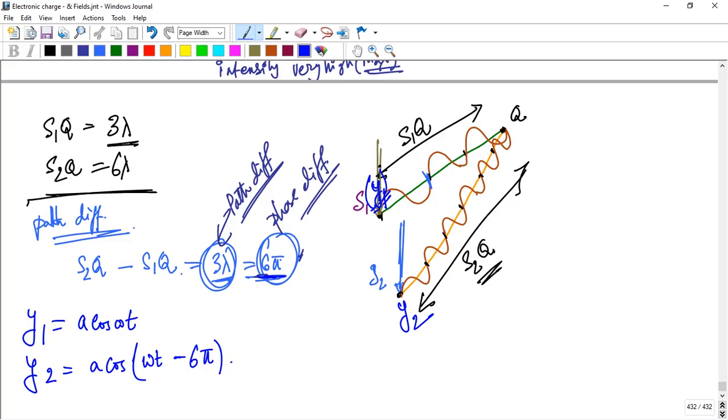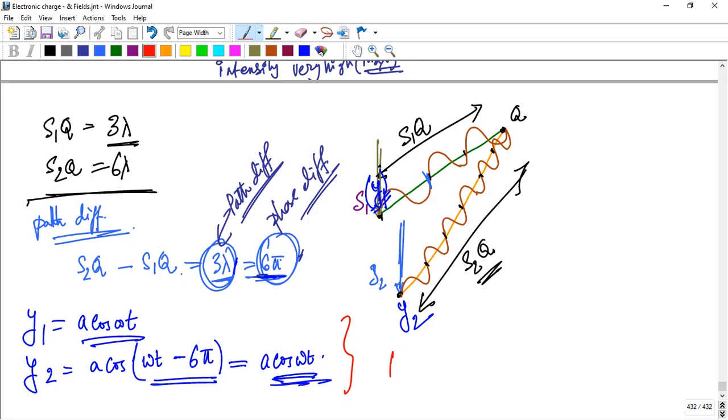The omega t minus 6 pi means we get a similar condition here, and we get cos omega t. So mathematically, for S1Q and S2Q, these two waves are in phase. The path difference is 3 lambda and the phase difference is 6 pi. The two waves are in phase, so the intensity is 4 I naught.